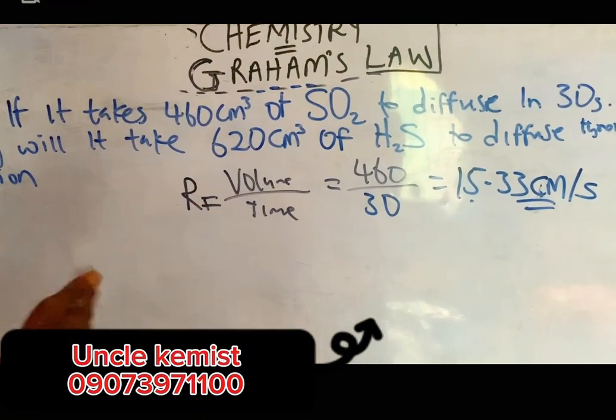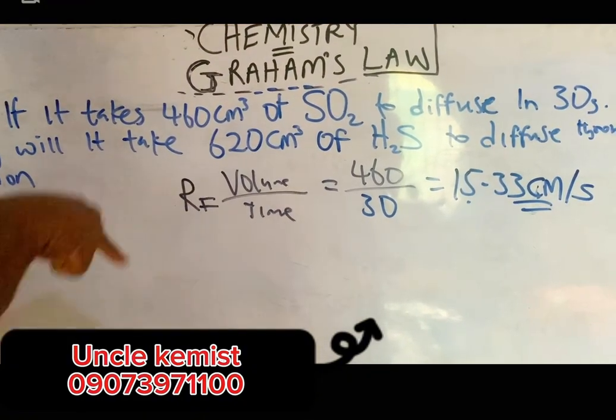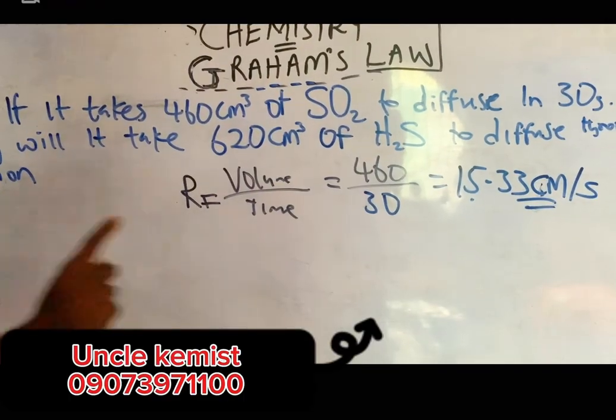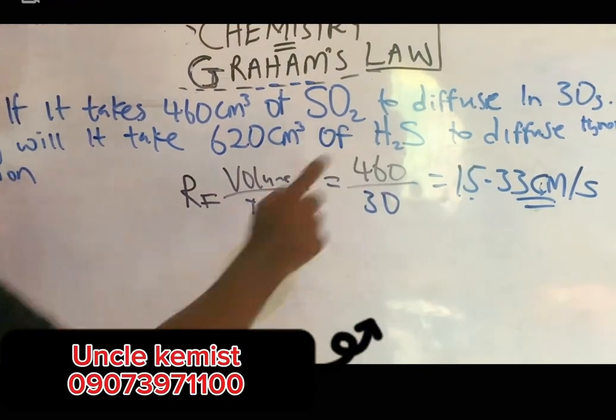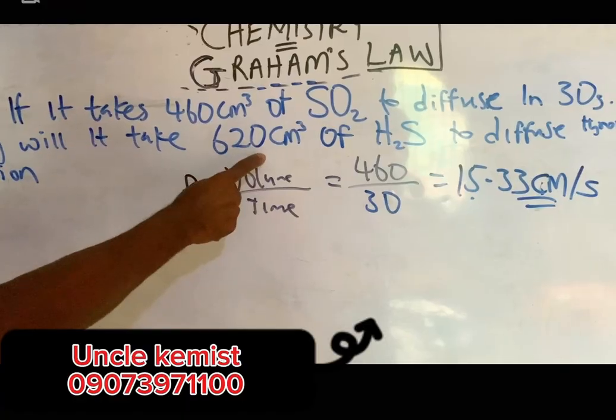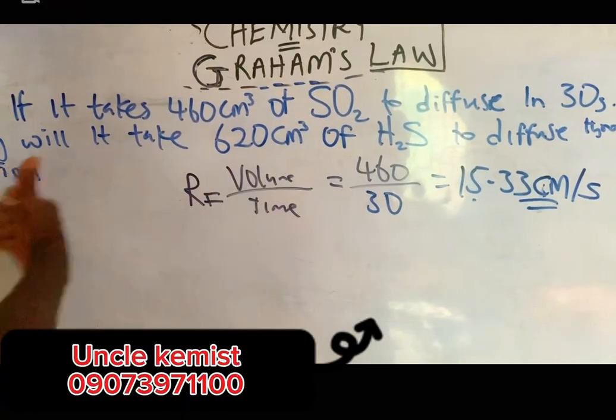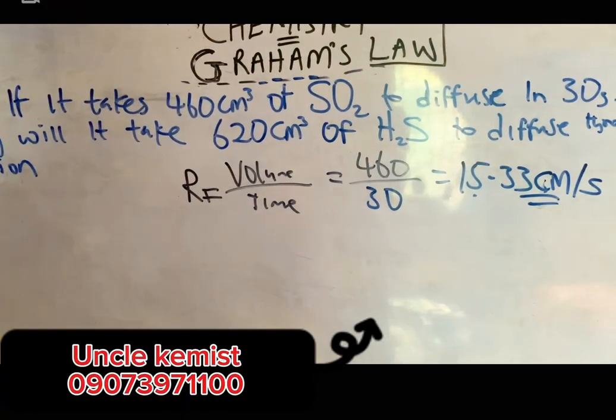But in this case, you are not asked to solve for the rate of diffusion in this question. You are only asked to solve for the time it will take hydrogen sulfide that has a volume of 620 cm3 to diffuse under the same condition as that of sulfur 4 oxide.